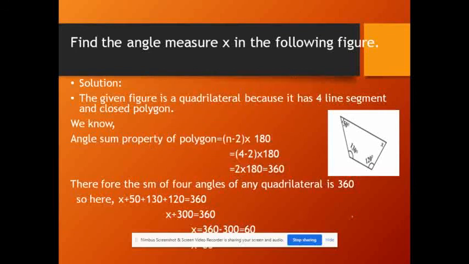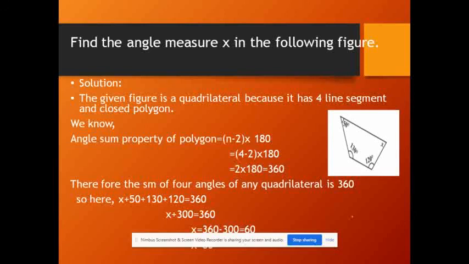Here is another question. Find the angle measure x in the following figure. Solution. Look at this diagram, children. It is a quadrilateral. It has four closed line segments. I hope you all understand this is a polygon. What type of polygon can you say? This is a convex polygon, yes, because its interior angles are less than 180 degrees.